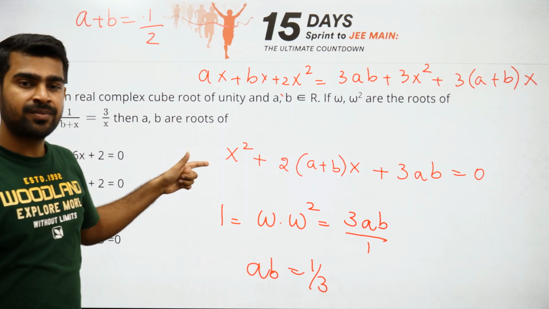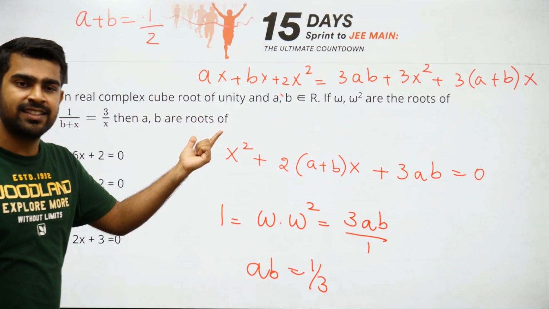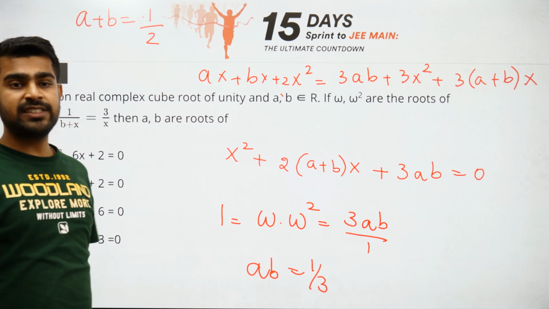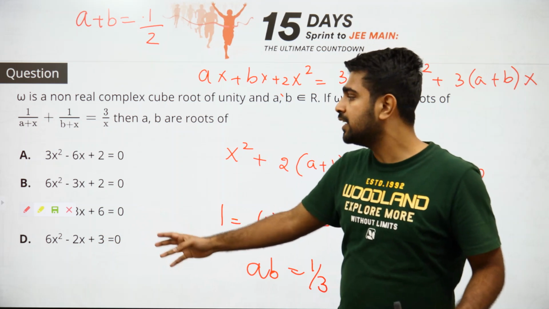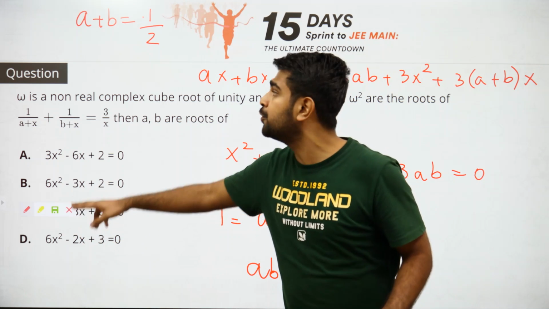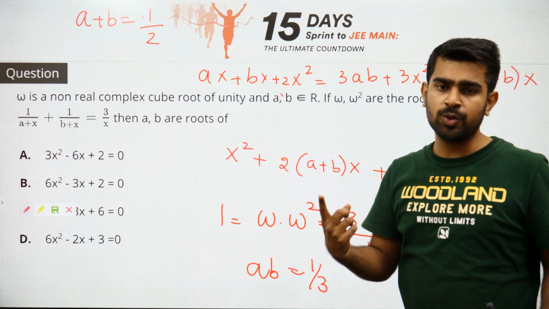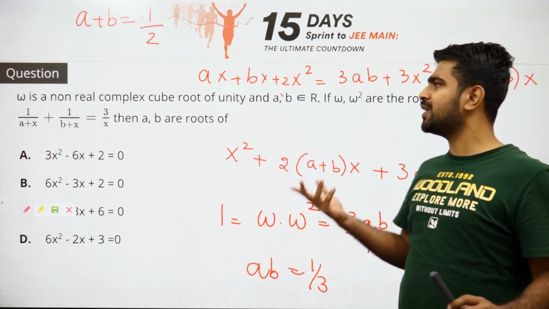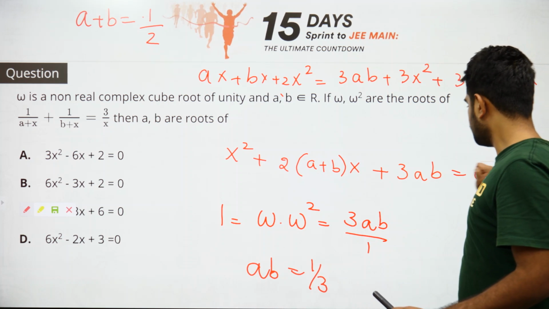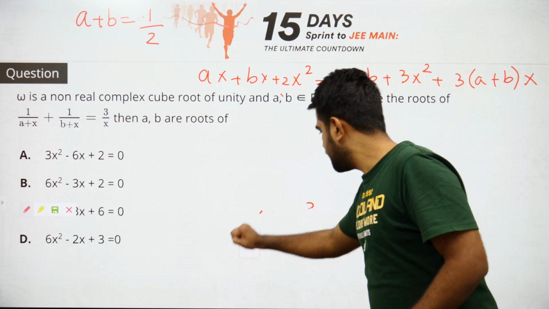Now they are asking, then a and b are roots of which expression? There are two ways you can solve this, guys. Either you can substitute. You can see which equation gives you sum of roots as 1 by 2 and product of the roots as 1 by 3. That is one way of doing it. What is the other way? You can directly write the expression, which I will help you with.